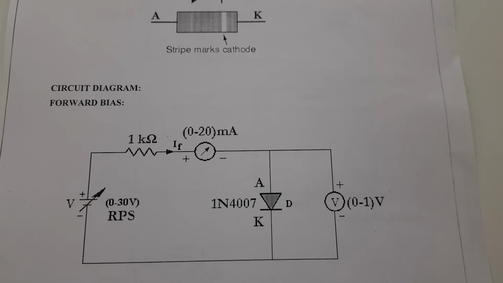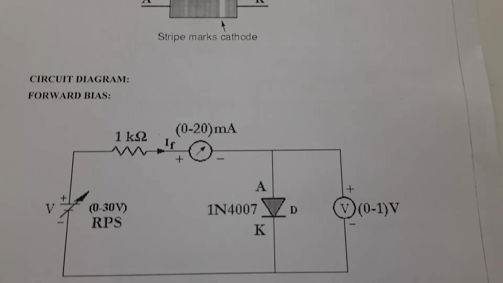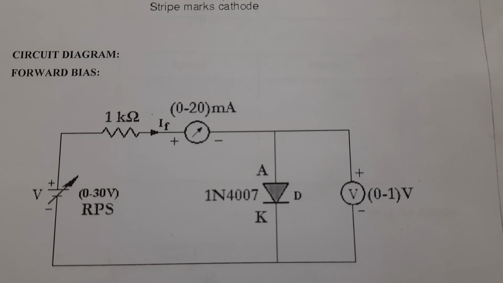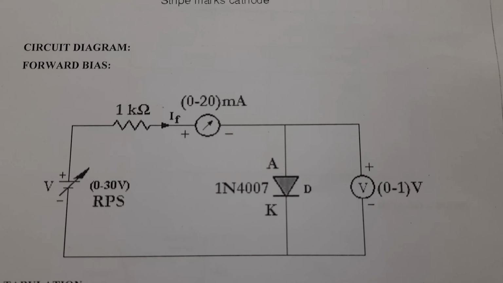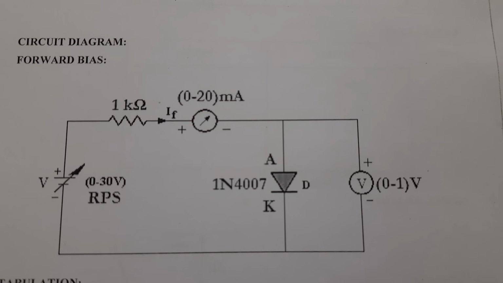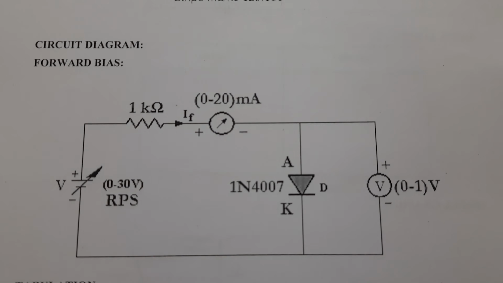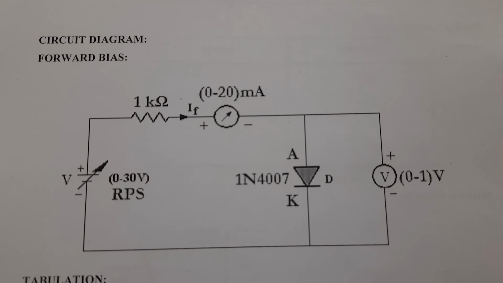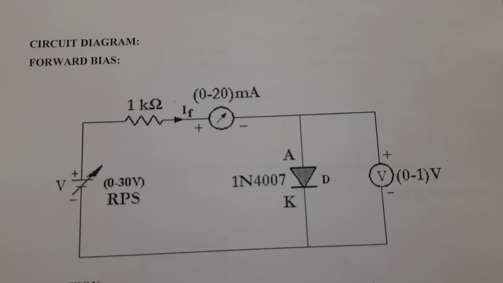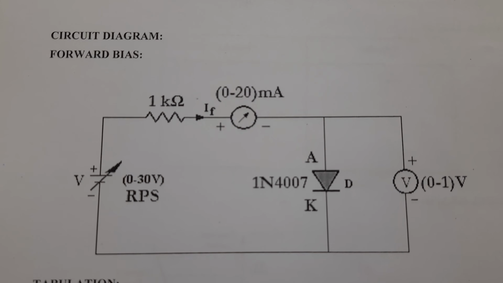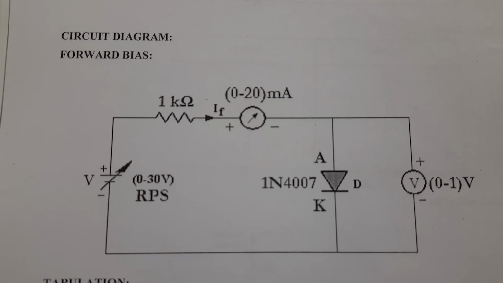In the VI characteristics of a PN junction diode, we are going to use two circuits. One is forward bias and the second one is reverse bias. First we will see the forward bias circuit. Check what equipment we are going to use. One is an RPS, regulated power supply. Second is a 1 kilo ohm resistor. Third is a 0 to 20 milliamps ammeter.